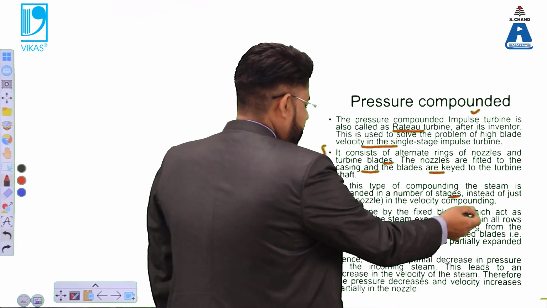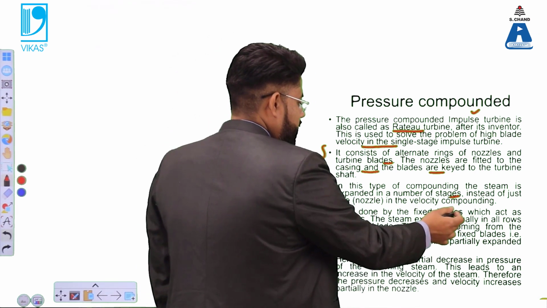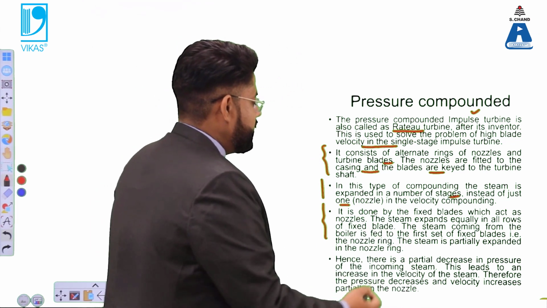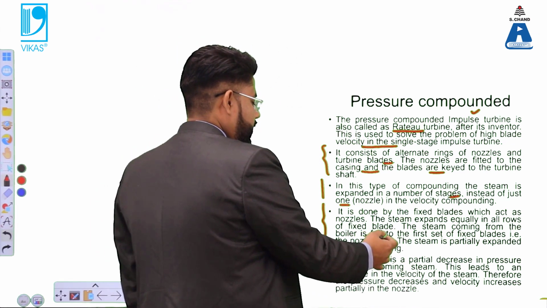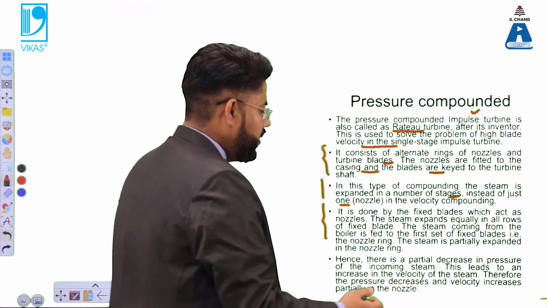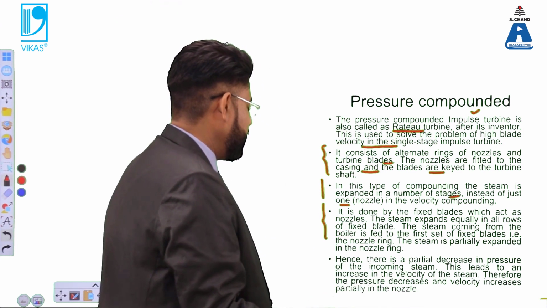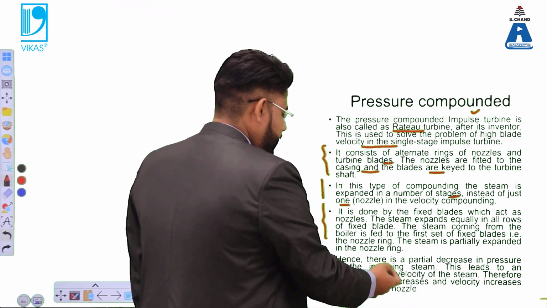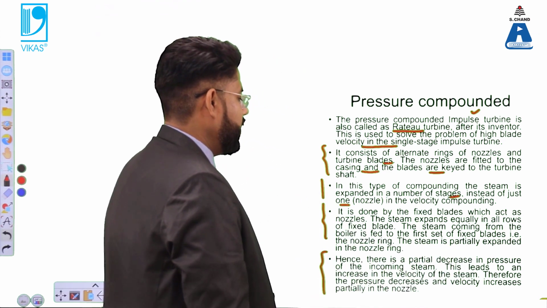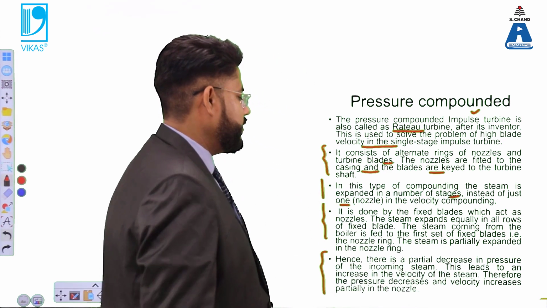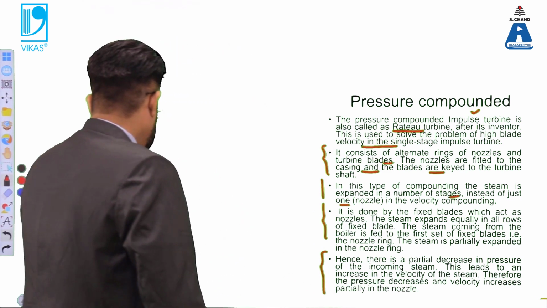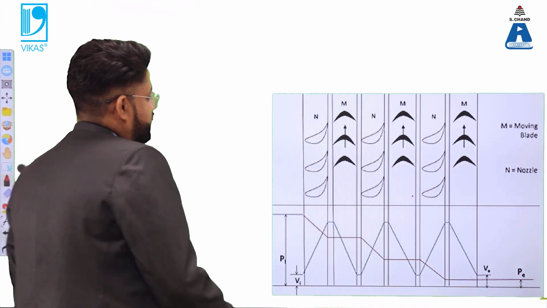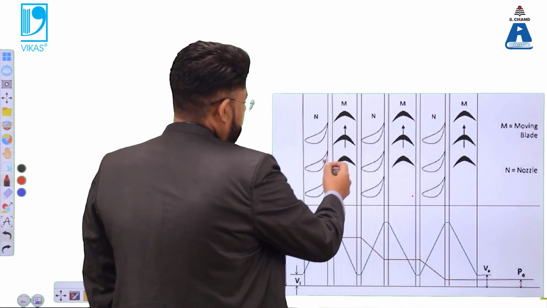So there are fixed blades which act as a nozzle, and steam expands equally in all the rows of the fixed blades. And the steam coming from the nozzle rings is partially expanded in the nozzle. And you can see that there is a partial decrease in pressure of the incoming steam that particularly leads to an increase in velocity.